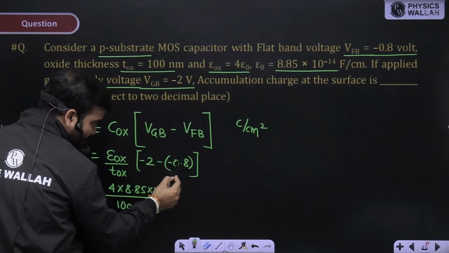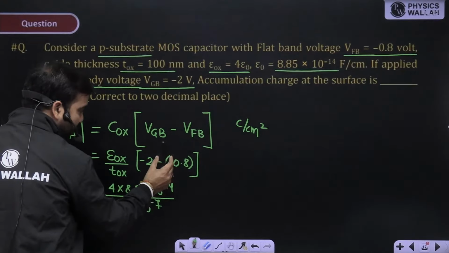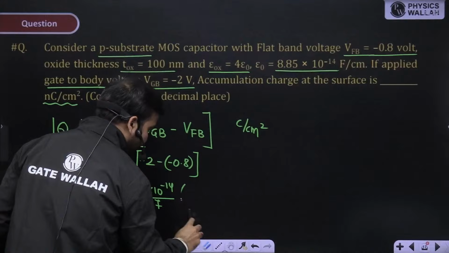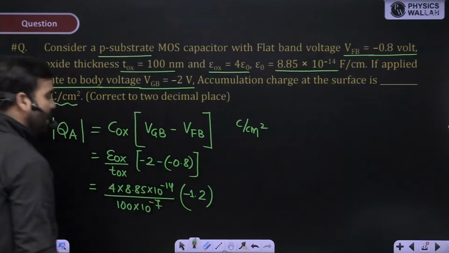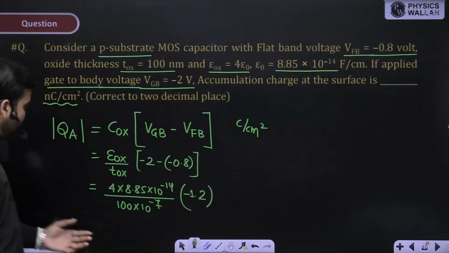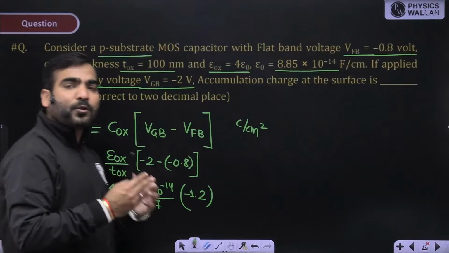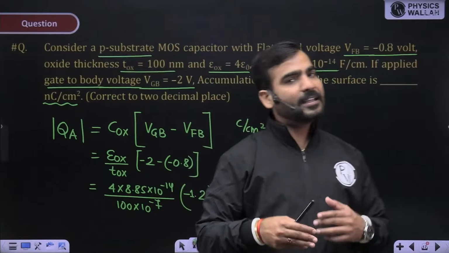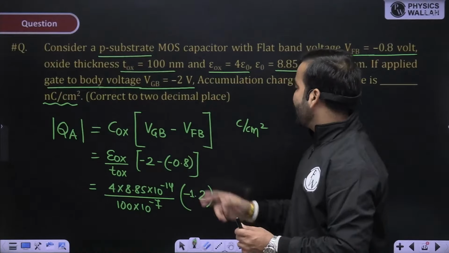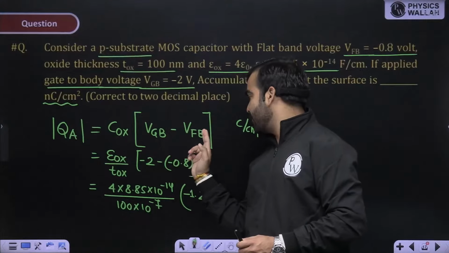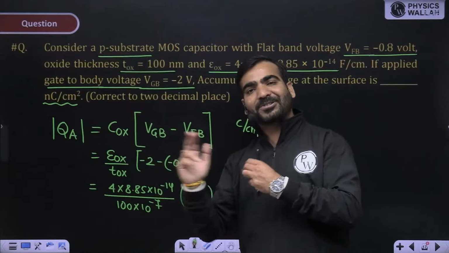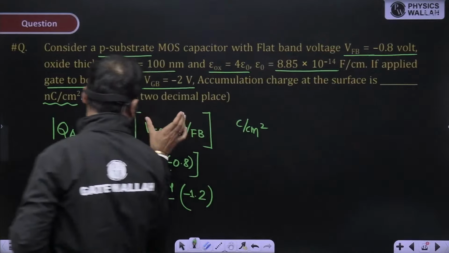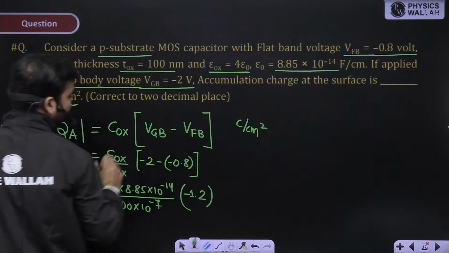-2 plus 0.8, meaning this is 0.8 -2. 0.8 -2 is 1.2 with a minus sign, you can say. But there is no meaning of the minus sign, because we are calculating the accumulation charge in the P-type semiconductor. That is positive charge finally, because you can take difference like VFB minus VGB. You have to find out the difference between these two, okay? So the magnitude of that difference is important for you.